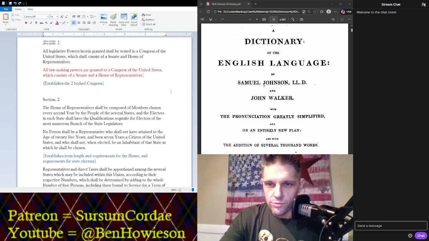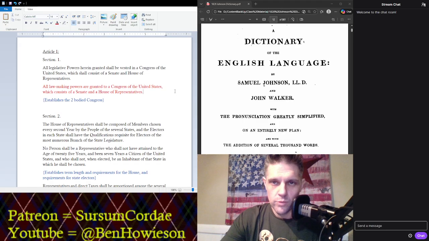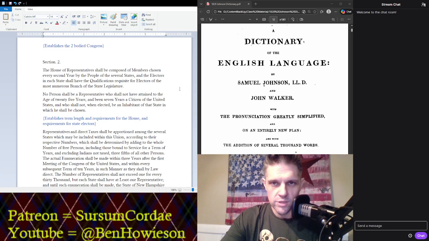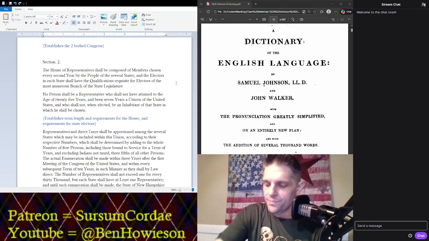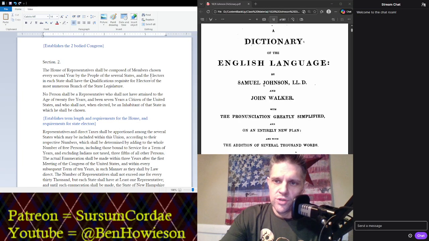So, let's read the next section. Article 1, Section 2. So they started with the legislature being the first thing that they outlined, really. The House of Representatives shall be composed of members chosen every second year by the people of the several states, and the electors in each state shall have the qualifications requisite for electors of the most numerous branch of the state legislature.